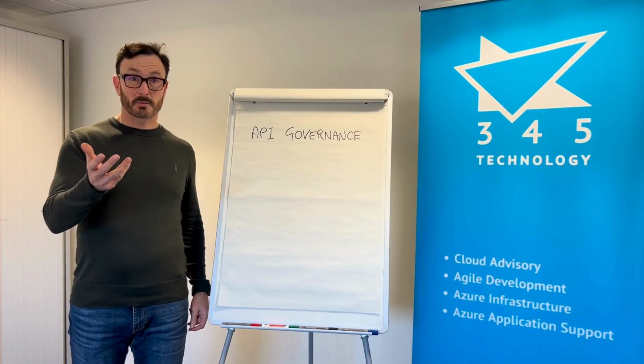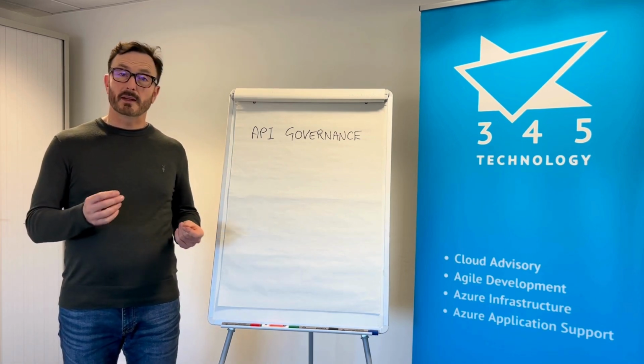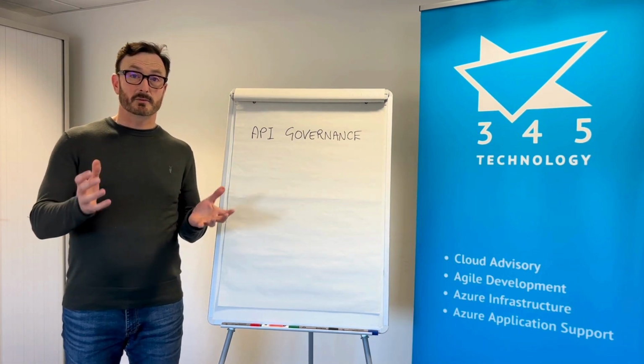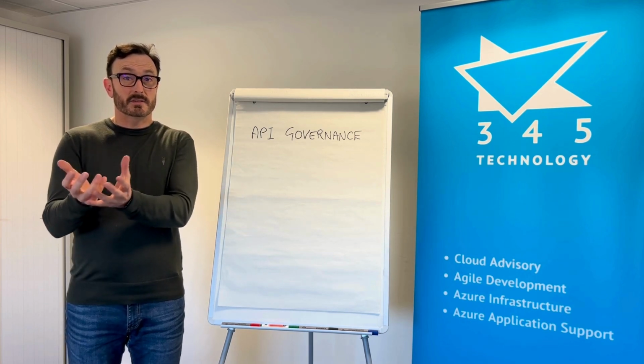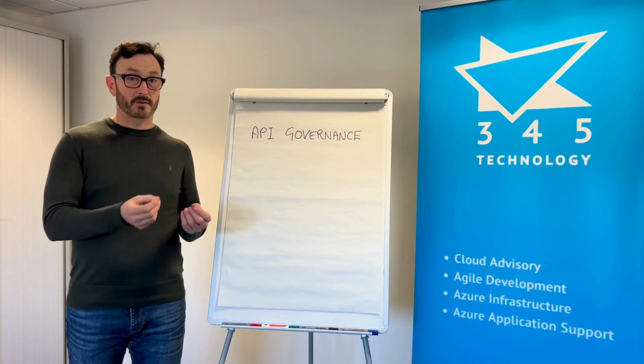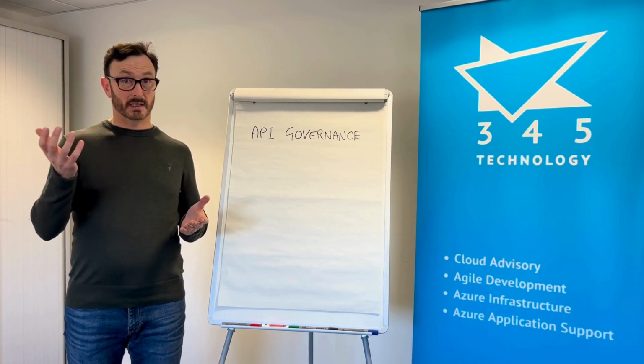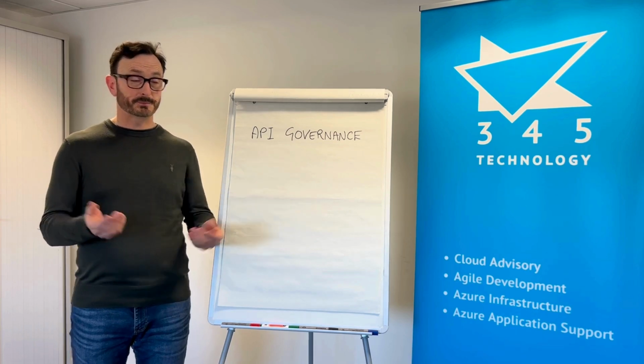Today we're going to talk about API governance. Now what does that mean? Well, we live in a connected world. That is, all our different systems are designed to talk to each other, and they talk to each other through APIs. An API is an interface that allows one system to talk to another.